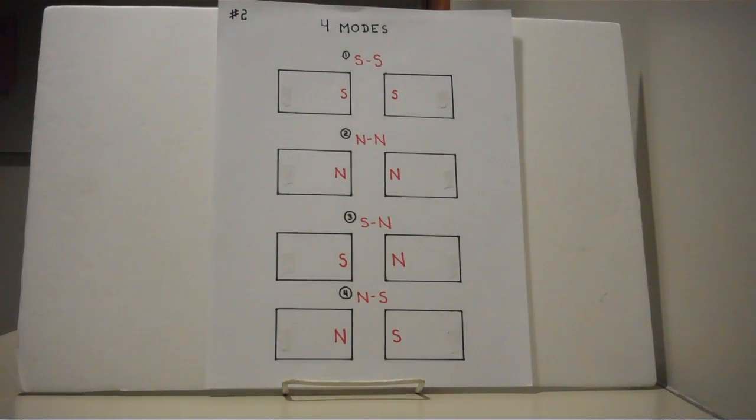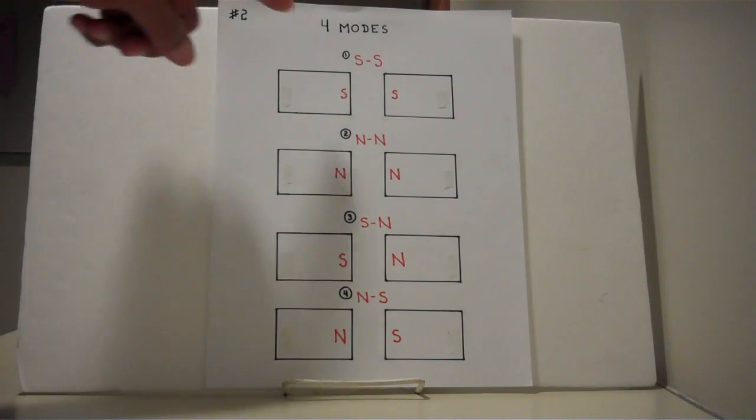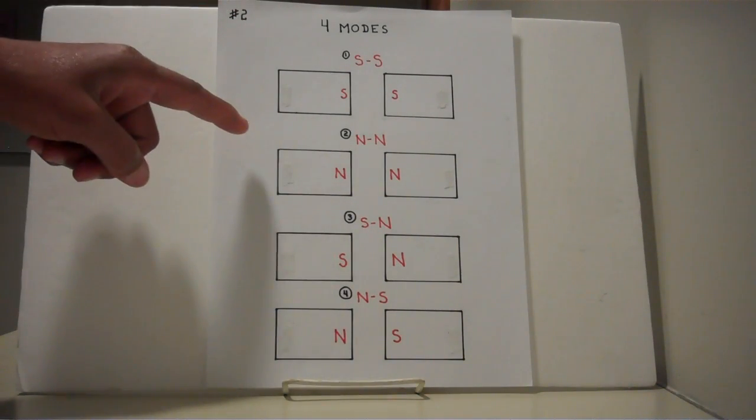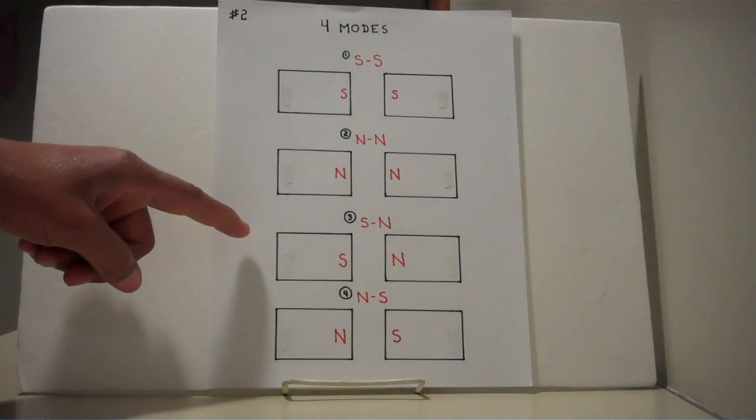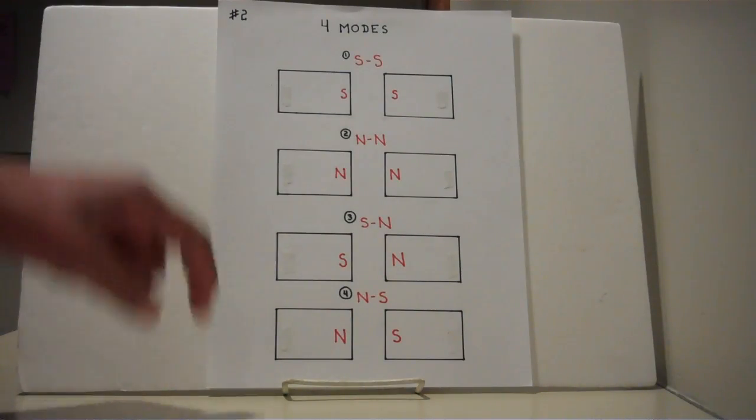Number two, there are four modes, M-O-D-E-S, to all magnets. South-south, repulsive; north-north, repulsive; south-north, attractive; north-south, attractive.